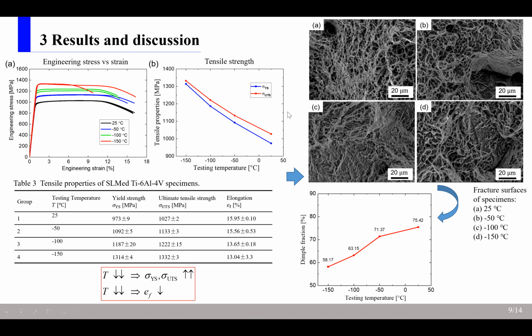Tensile test results are shown in this figure and table 3. Temperature has a great effect on yield strength and ultimate tensile strength. The strength increases with decreasing temperature. To explain this phenomenon, we observed the fracture surface of tensile specimens and obtained the dimple fractions at different temperatures by the image analysis software Image-Pro. We can find that compared to the 150 Celsius specimen, the dimple fraction at 25 Celsius increases by about 22.9%.